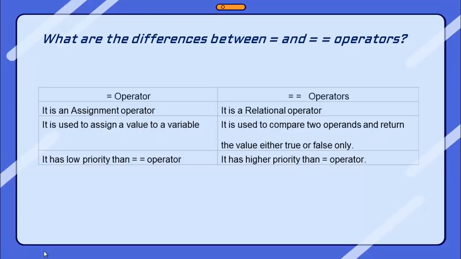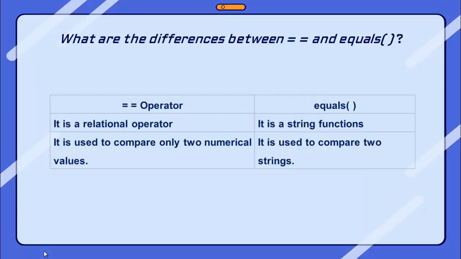Difference between = and == operator. = is an assignment operator. == is a relational operator. = is used to assign a value to a variable, whereas == is used for comparison. So = has lower priority than the == operator. == has a higher priority than the = operator. That is the difference between = and ==.